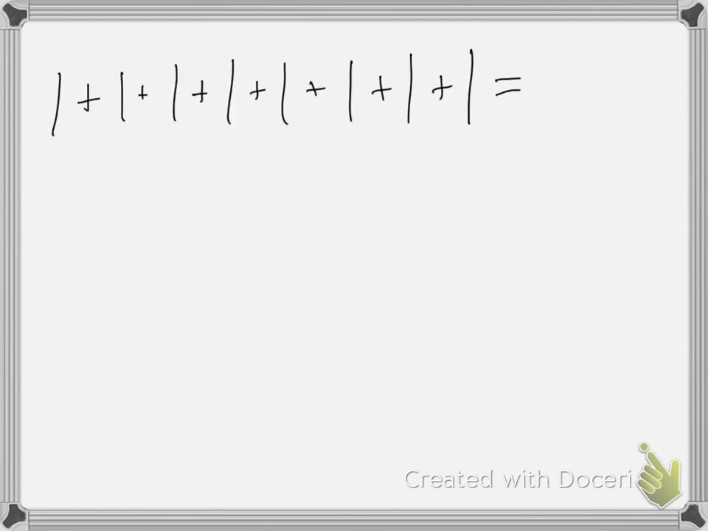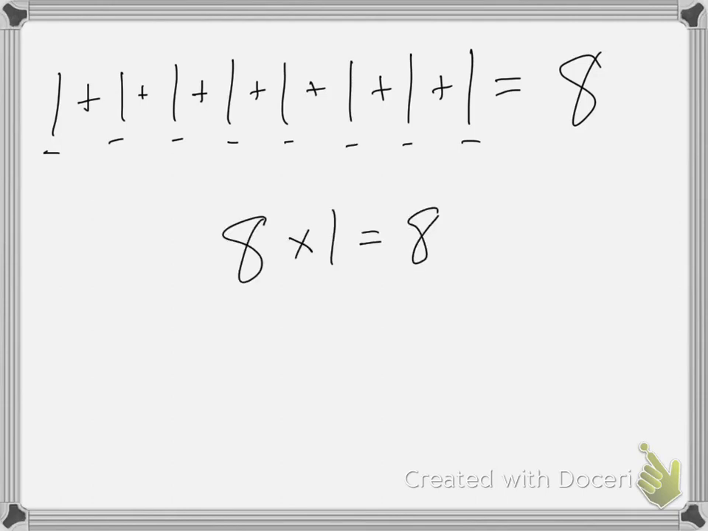So here I have this problem. I have 1 plus 1 plus 1 plus 1 plus 1 plus 1 plus 1 plus 1. Well, there's 8 ones here being added together. And 1 8 times equals 8. Okay? We can also write this in a simpler way, in a faster way, by writing 8 times 1 equals 8.